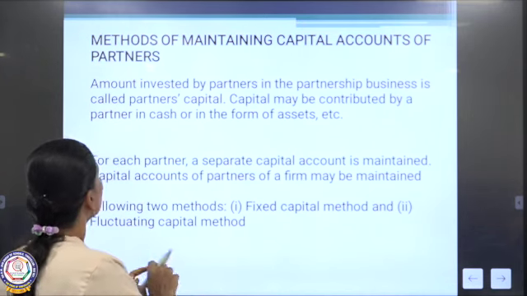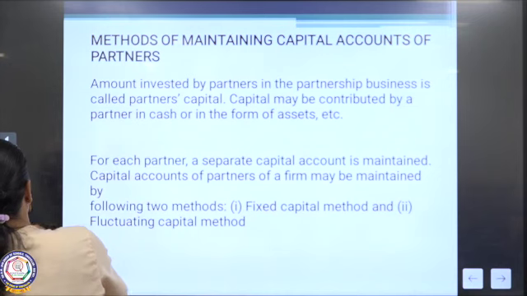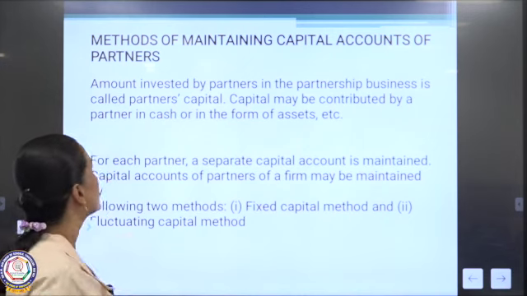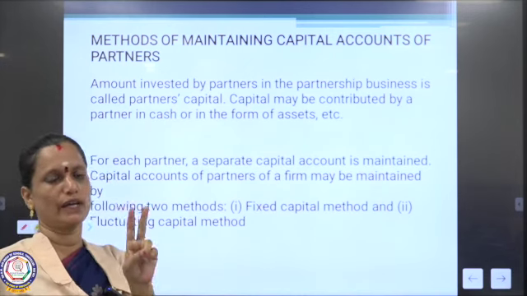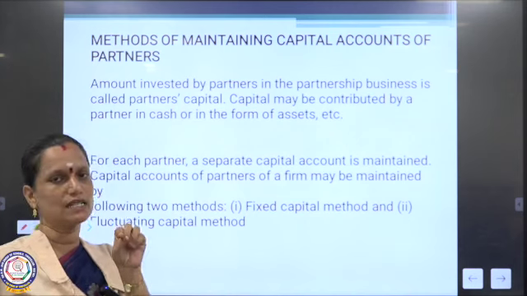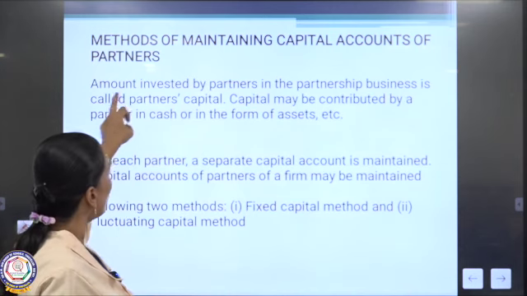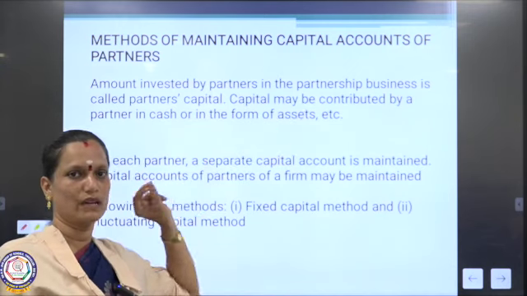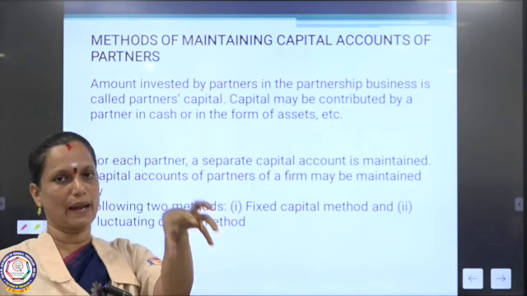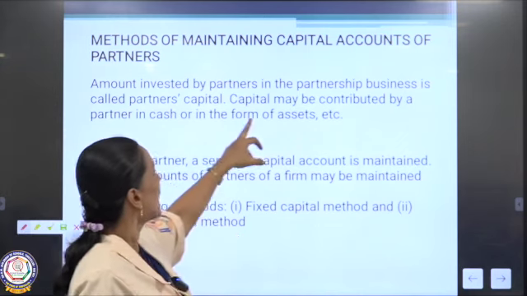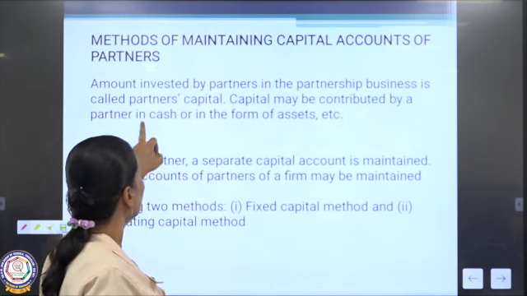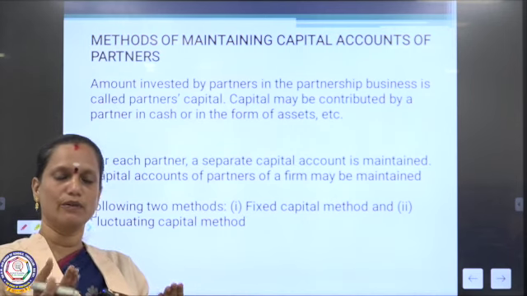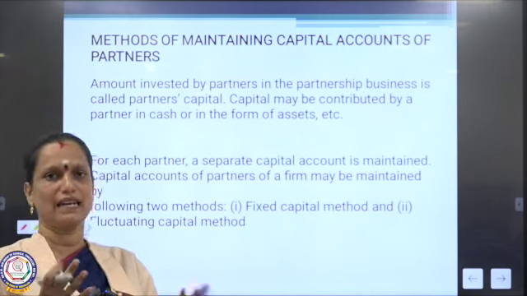See, methods of maintaining capital accounts of partners. Now we are entering into the sum. Two methods we are following. One is fixed capital method, another one is fluctuating capital method. The amount invested by a partner in the partnership business is called partner's capital, that you know very well. Capital may be contributed by the partner in cash or in the form of assets. If they are willing, they can give cash or assets or stock, whatever they need they can give.